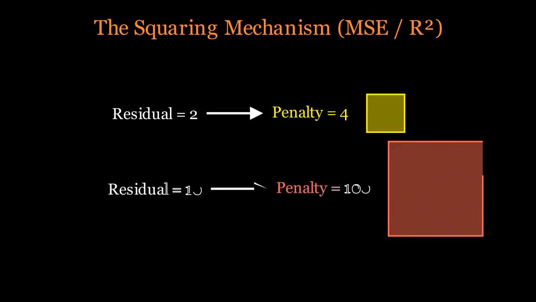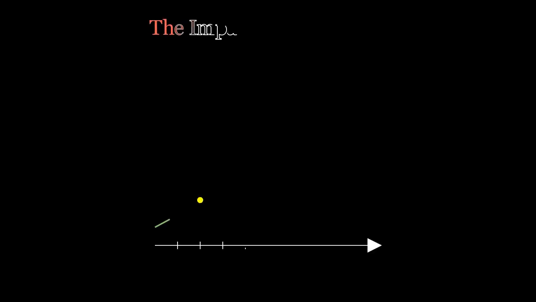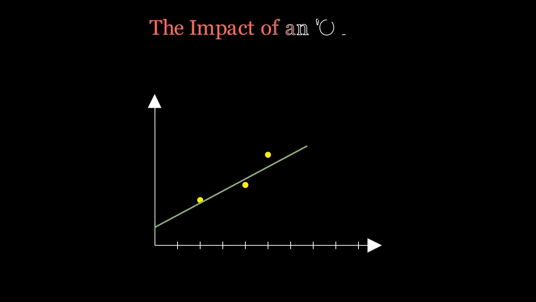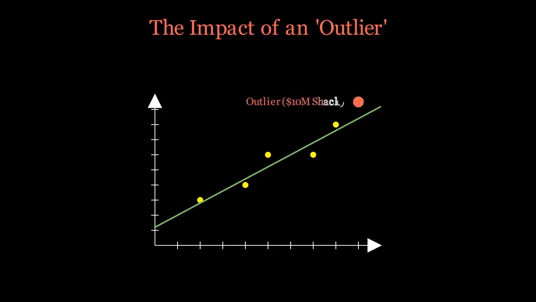Let's introduce the outlier. Suppose in our housing dataset there is a historical castle or a data entry error that lists a shack for $10 million. Because MSE and R-squared square the distance to this outlier, the gravity of this single point pulls the entire regression line toward it, ruining the prediction for all the other normal houses. The R-squared value drops significantly, and the model becomes biased.